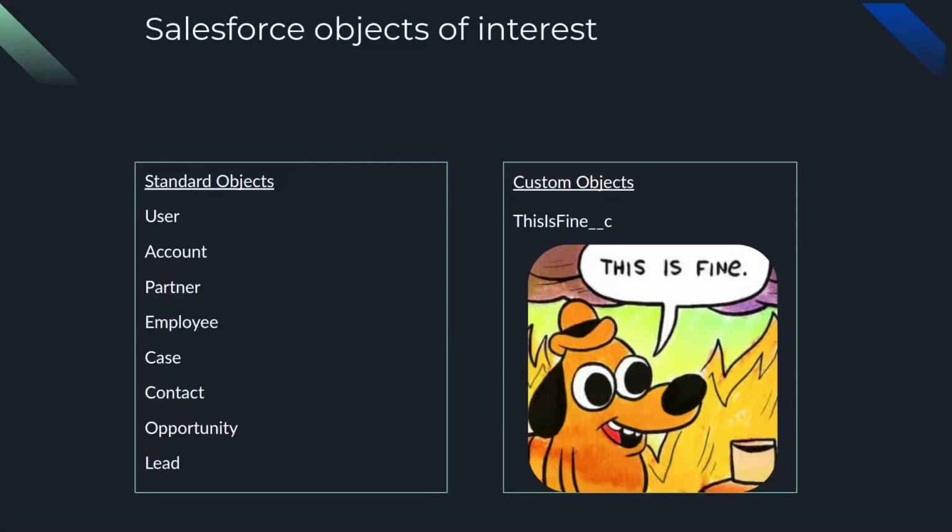etc. For a custom object, they can be named literally anything, and they have, like I said previously, an appended underscore C. So you can make an object called this is fine, and it could only have an image of the this is fine meme. I'm surprised someone hasn't done that already. Maybe I should.